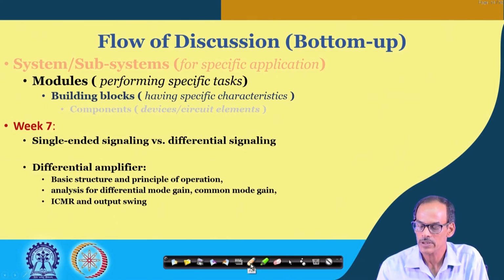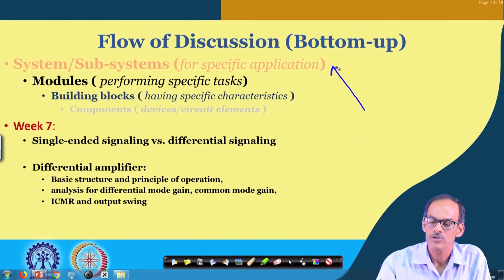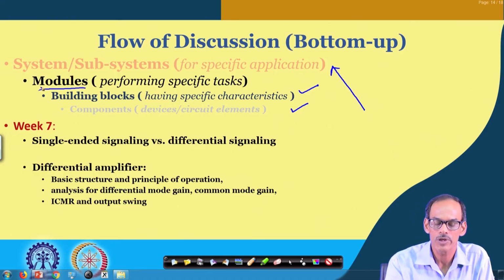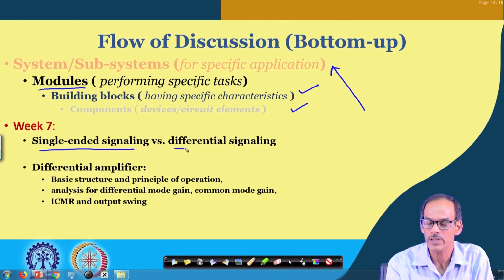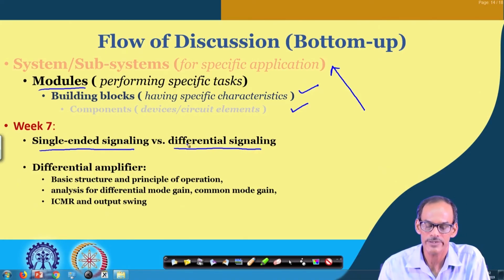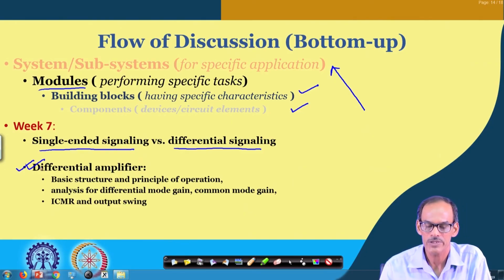You may recall that our flow is basically bottom up. We are expecting that by this time we are almost done here, and then we are at the module level. Before we go into module level circuits, it is very important to understand two different types of signaling, namely single ended signaling and differential signaling. Some theoretical aspects, advantages and disadvantages of these two kinds of signaling will be discussed, and then we will move to another special kind of circuit called the differential amplifier.